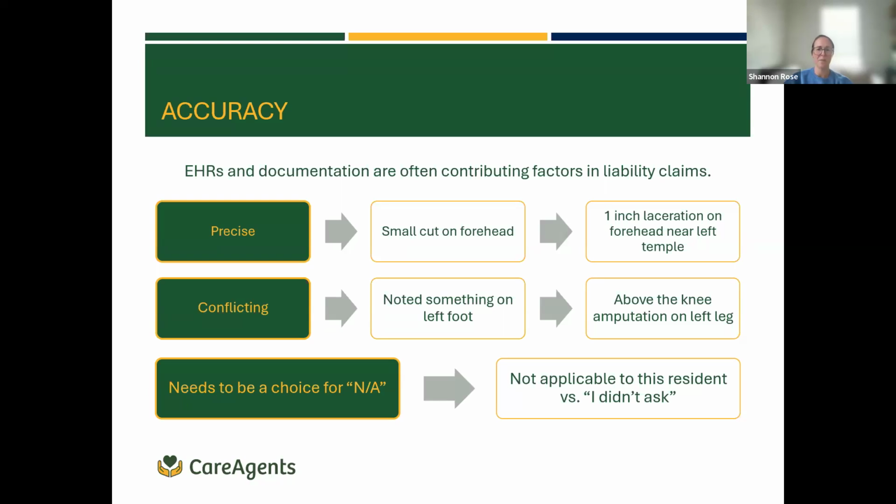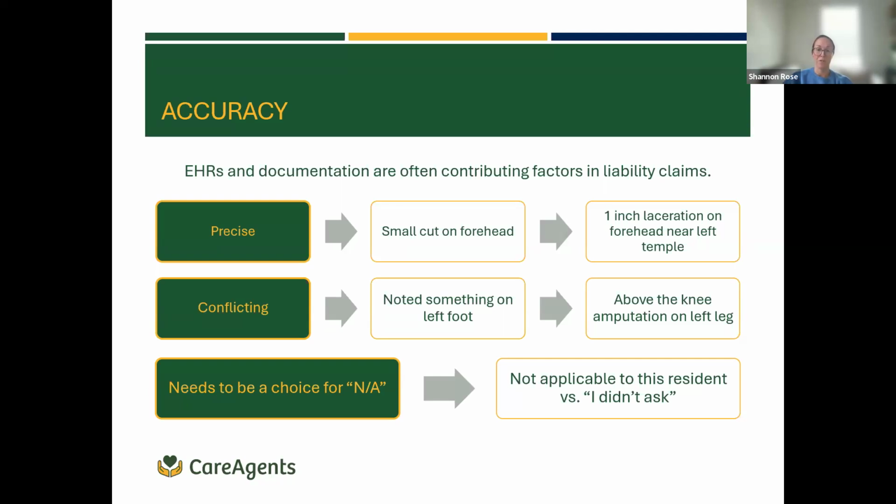And accuracy depends on matching the resident's person, their status, their history. It cannot conflict with any other factor. For example, if you documented something about a resident's left foot, but the resident's left leg is amputated, that is conflicting and therefore it's inaccurate.